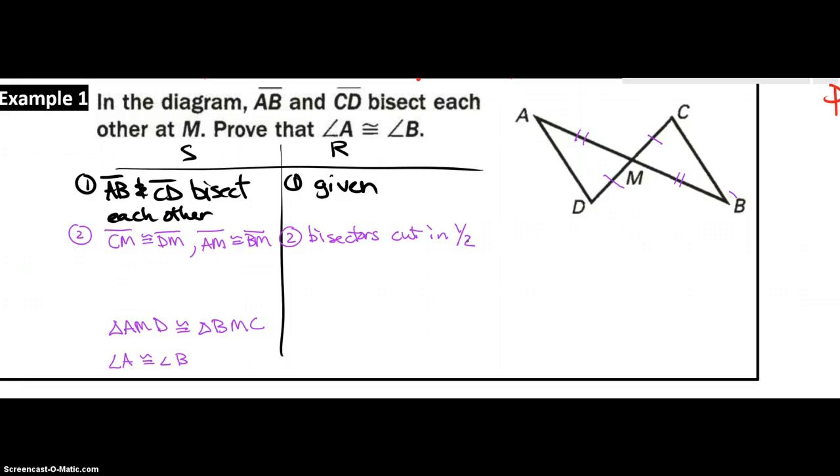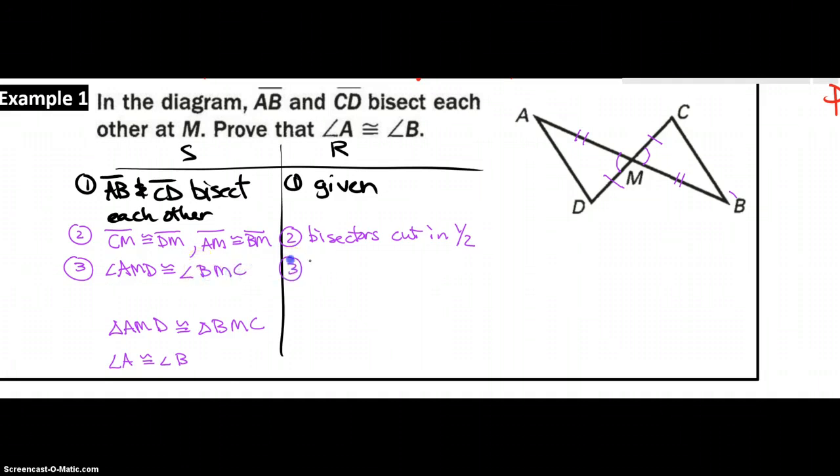And I always tell you, after you mark your givens, mark anything in the figure that you can. So what in this picture can we mark? Vertical angles with the vertex M, right? So these two angles are congruent. We cannot just say angle M congruent to angle M because there's more than one angle there. So we have to use three letters. I'm going to say angle AMD congruent to angle BMC.